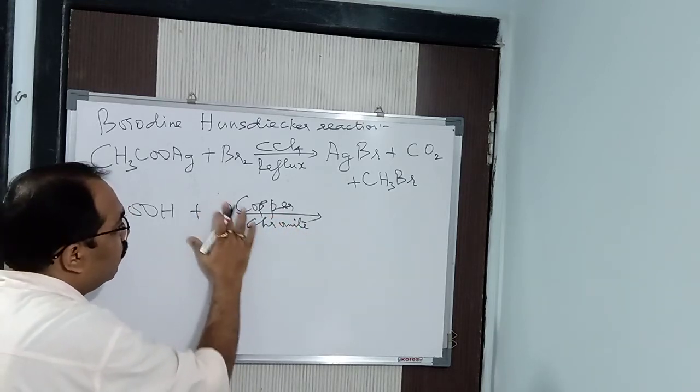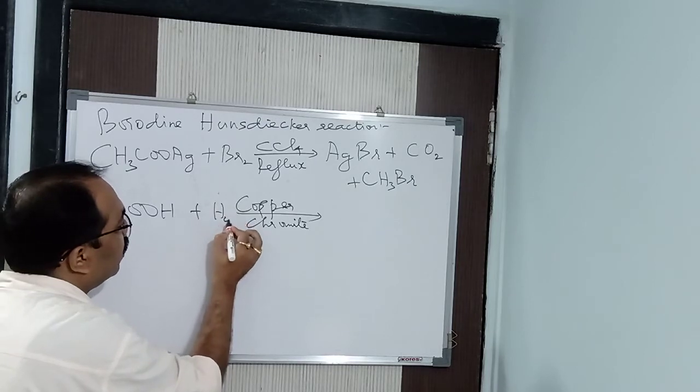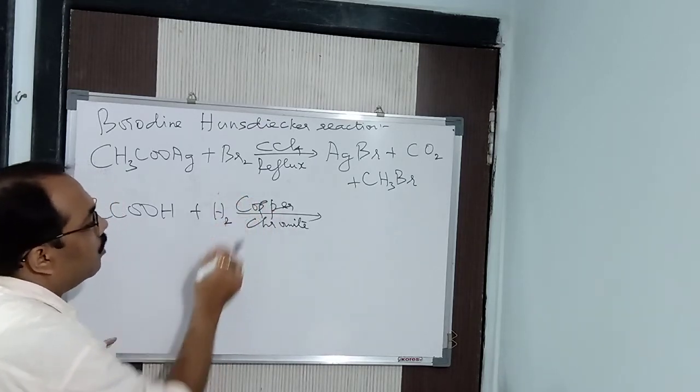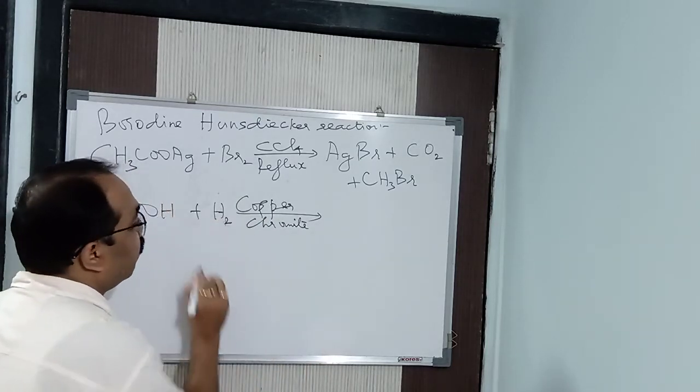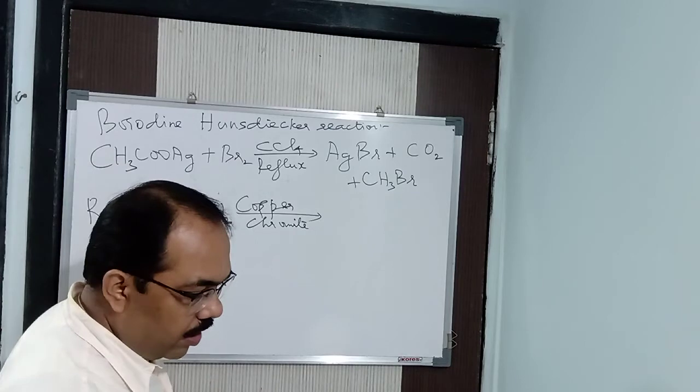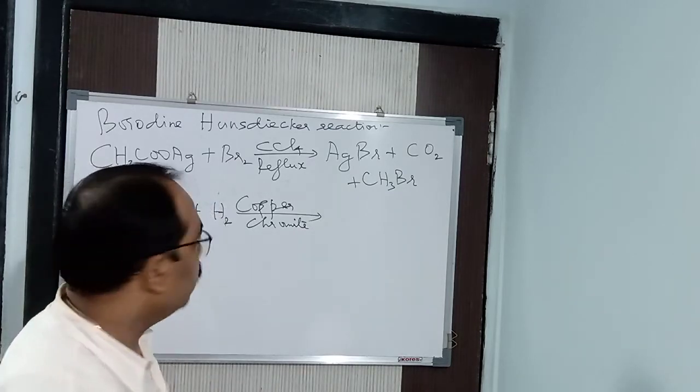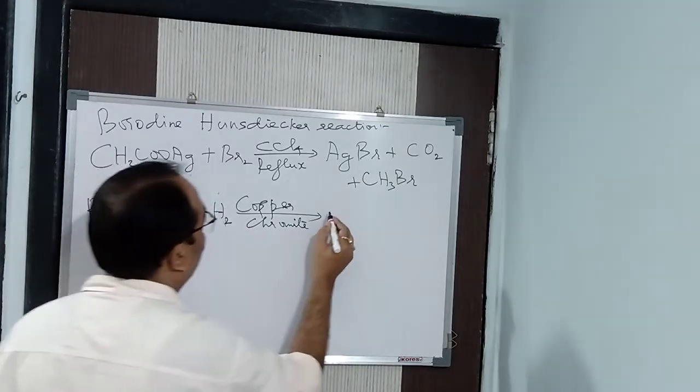But if you are taking molecular hydrogen, then you need to take either nickel or platinum or palladium, or you can take copper chromite. One new thing you learned. This also can be used instead of nickel, platinum or palladium. What is it going to do? It is going to reduce acid to alcohol.